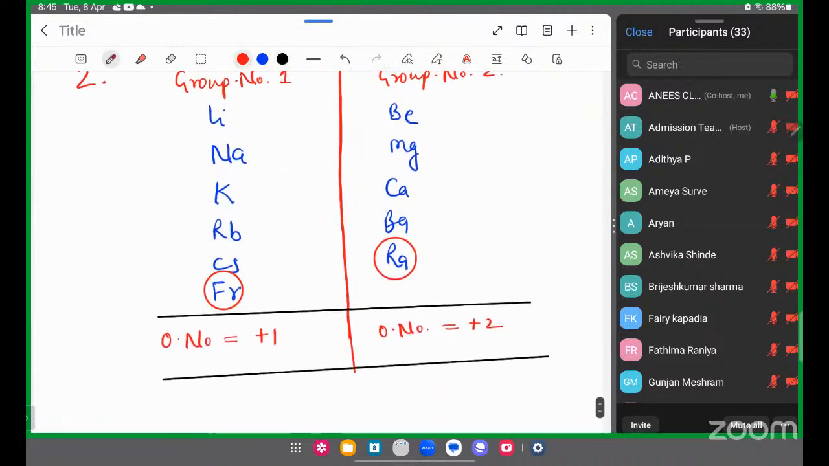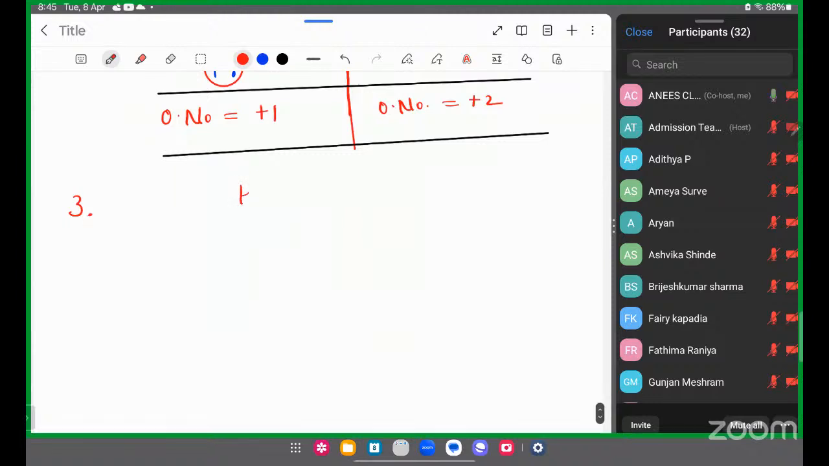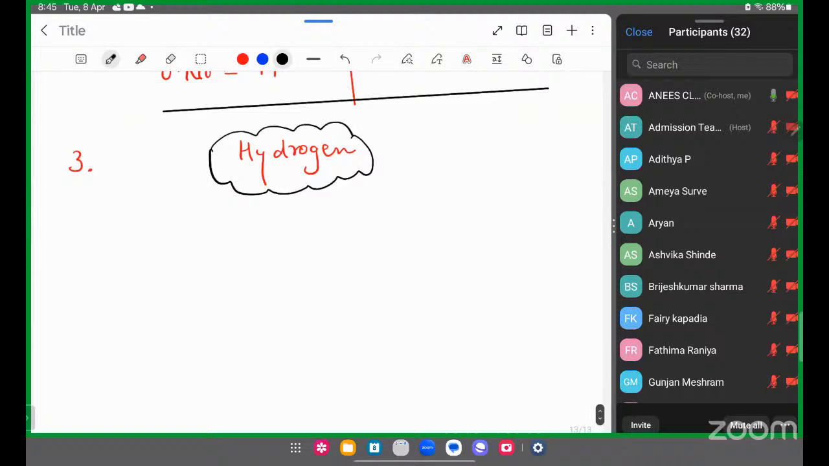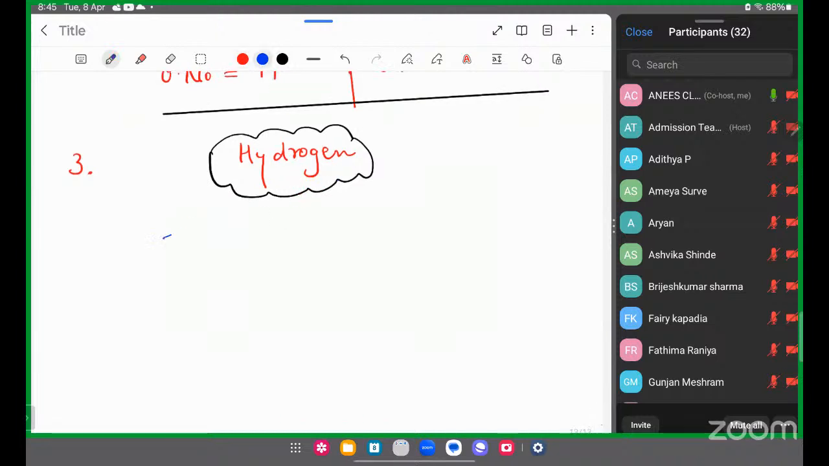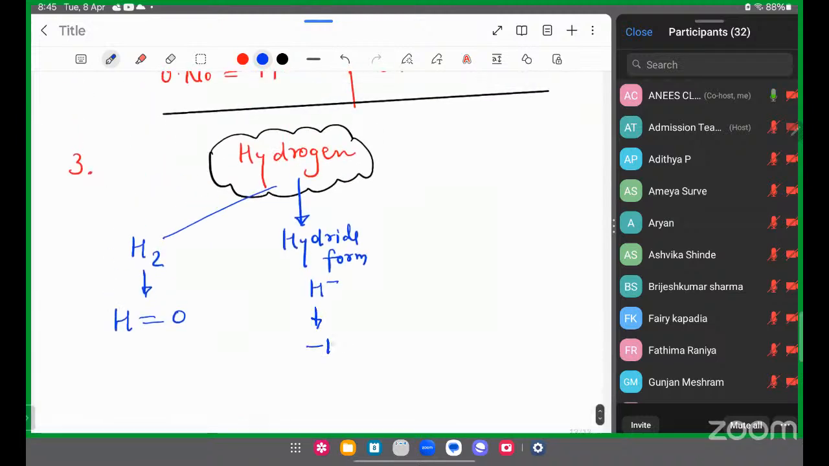Now, the third point is about hydrogen. Hydrogen can have 3 different oxidation states in different compounds. For example, if hydrogen is in H2 form, the oxidation number for hydrogen will be 0. If hydrogen is in hydride form, which is H-, the oxidation number in this case will be -1, and in all other remaining cases, hydrogen will always be taken as +1.